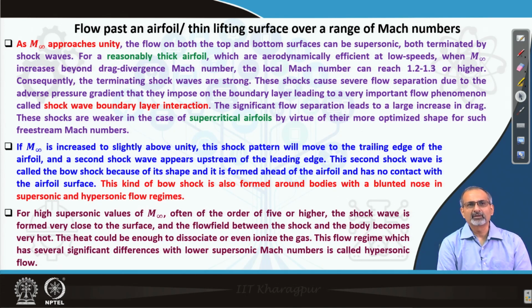So in the second bullet point we say that if M infinity is increased to slightly above unity, the shock pattern that was forming on the upper and lower surfaces of the airfoil will move to the trailing edge of the airfoil, and a second shock wave would appear upstream of the leading edge, which was never there when M infinity was below 1. This second shock is called the bow shock because of its shape, and it is formed ahead of the airfoil and has no contact with the airfoil surface. So it is basically a detached shock.